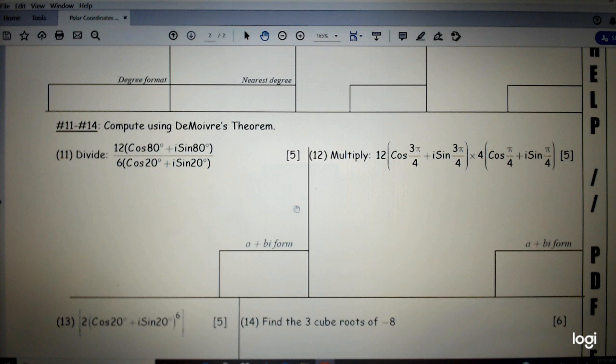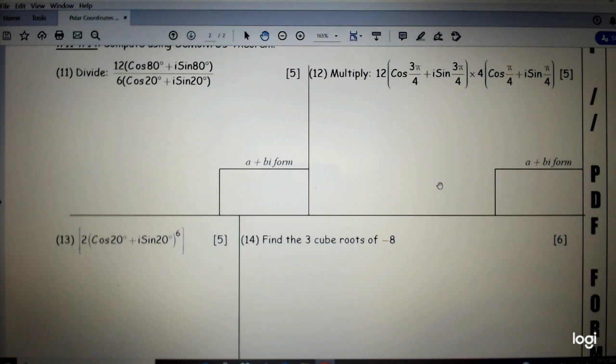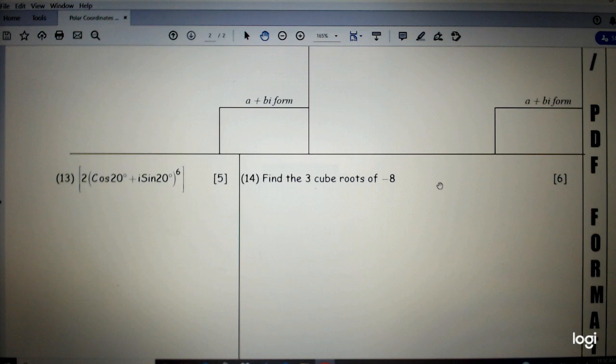Question 11 is division, and you learn what to do with the angles in Demoivre's theorem in that case. And it's going to come out nicely. You're going to make your little diagram, compute the sine and cosine, and it's going to come out nicely into a plus bi form. Same type of thing in number 12. It's multiplication. Okay, so that's also going to come out nicely. And this time it just happens to be that the angles are in radians. That should not be a problem. It's going to work out nicely.